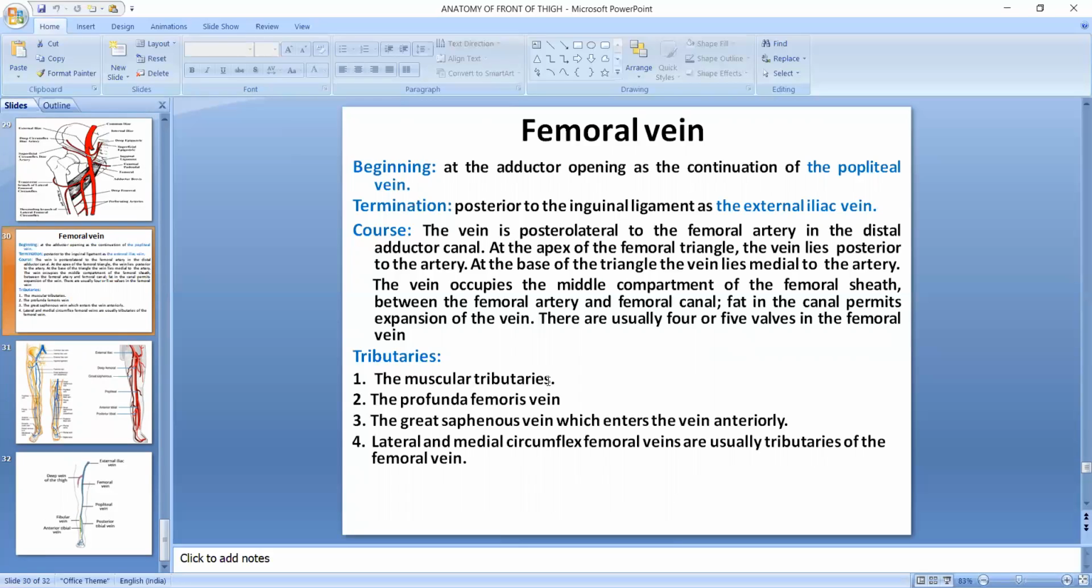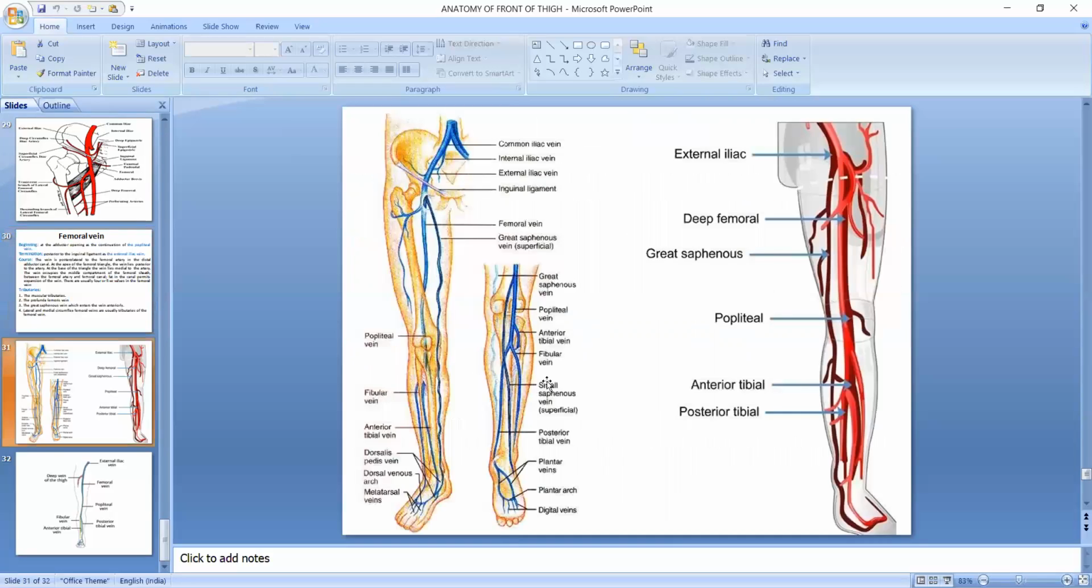There are usually 4 or 5 valves in the femoral vein. Its tributaries are the muscular tributaries, the profunda femoris vein and the great saphenous vein, which enters the vein anteriorly, and the lateral and medial circumflex femoral veins. And we can see this is the femoral vein and its tributaries. In this picture, we can see very clearly the tributaries and the femoral vein.